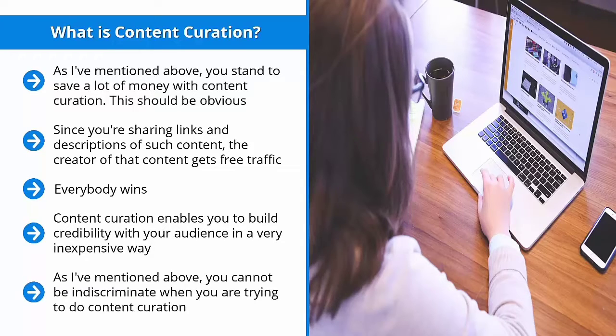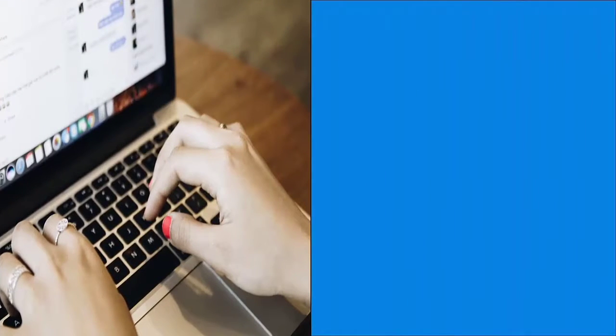As I mentioned above, you cannot be indiscriminate when you are trying to do content curation. Whatever goodwill you have built up for your brand will go up in smoke if people catch on to the fact that you are just randomly curating and spreading low-quality content that may have something to do with your niche. That's not going to cut it, not by a long shot.